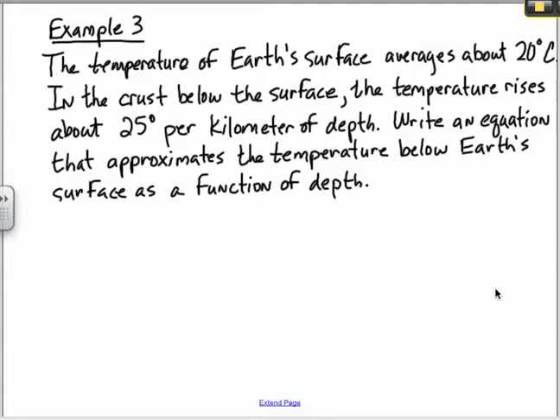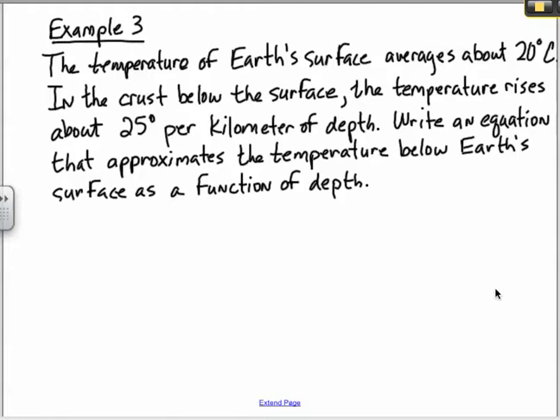It says the temperature of Earth's surface averages about 20 degrees Celsius. In the crust below the surface, the temperature rises about 25 degrees per kilometer of depth. Write an equation that approximates the temperature below Earth's surface as a function of depth.